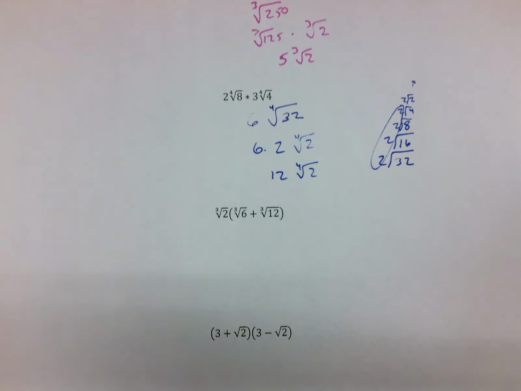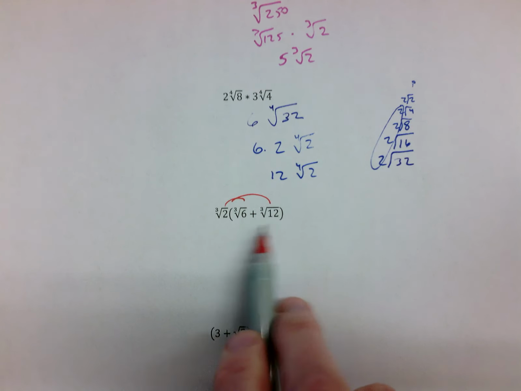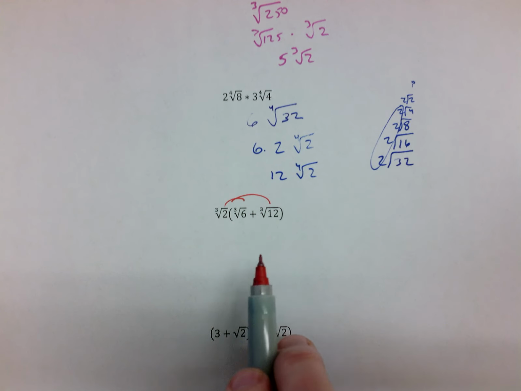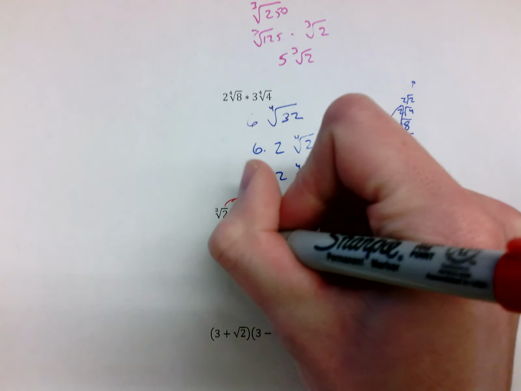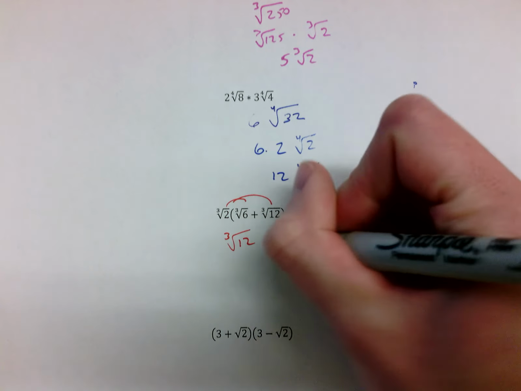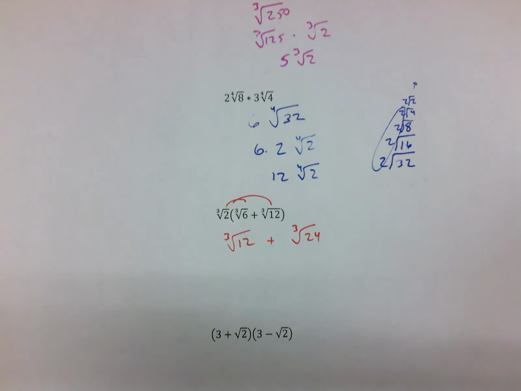All right, so then this next guy here, this one is going to be like a distributive property. Again, the index numbers have to be the same. You can't add these two together because they have different radicands, and it doesn't work that way. But I can multiply, so I can distribute here. So this is going to become the cube root of 12 plus the cube root of 24.